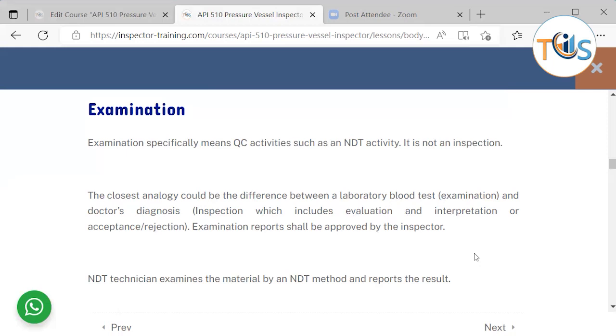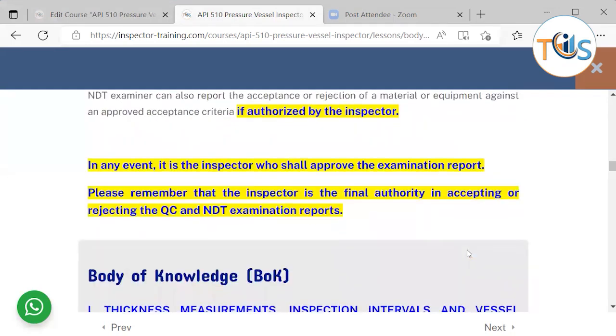Okay, so although the doctor doesn't know how to do the test, eventually it's the doctor who would decide what course of action to take. In the same way, the inspector is responsible for interpretation, or he can let the examiner do it, but eventually it's the inspector who would need to approve the NDE examination. So it is very important for you to understand that the NDT examiner can only do the interpretation as well if authorized by the inspector.